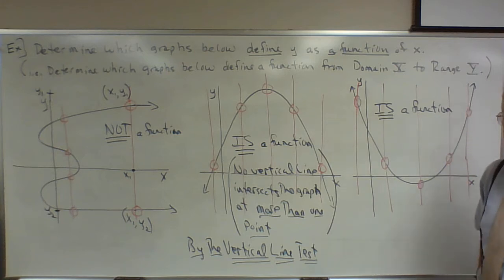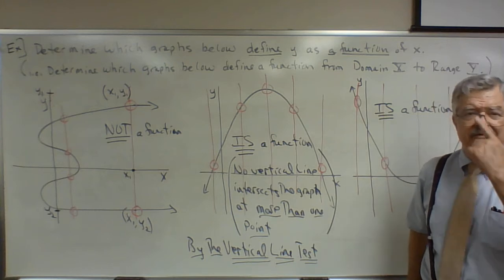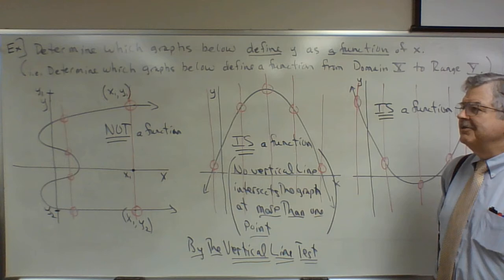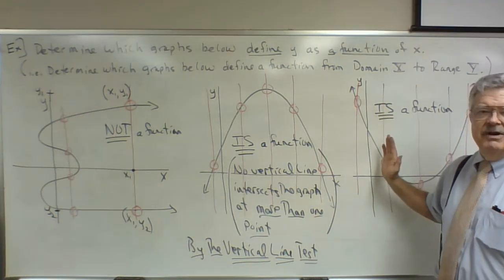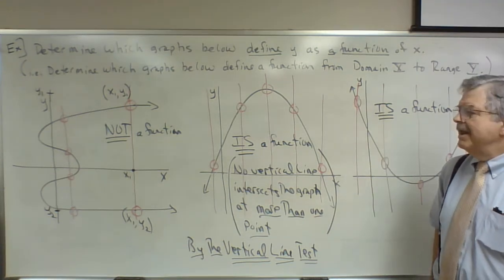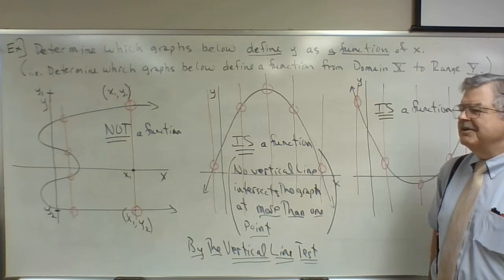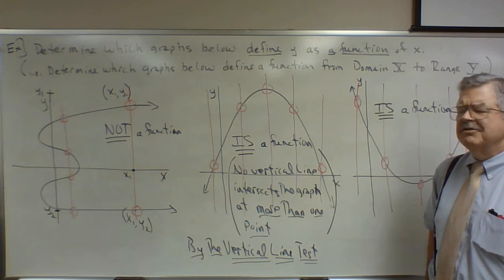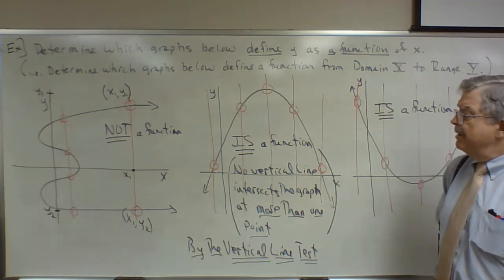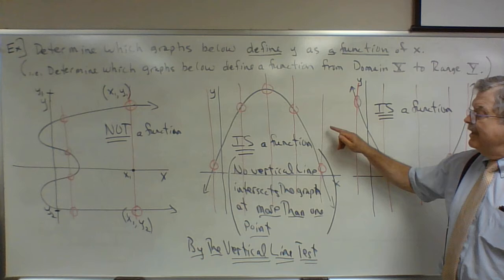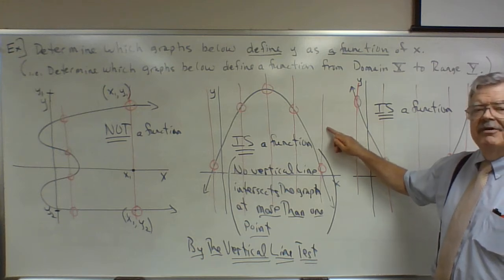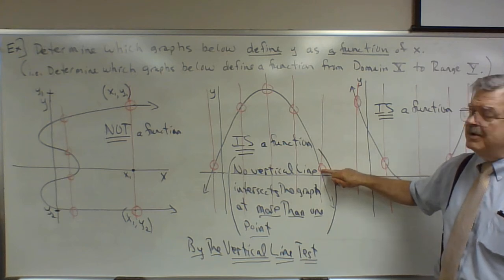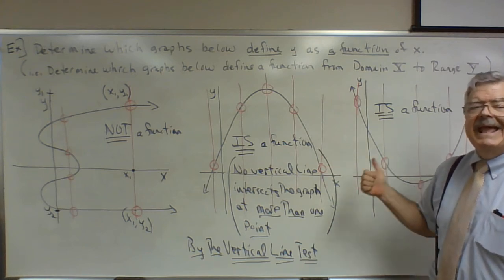As a matter of fact, maybe I can be a little bit more precise. If a vertical line intersects the graph at exactly 1 point, it's a function. Now, if the vertical line doesn't intersect the graph, does that mean it's not a function? No, it doesn't necessarily mean that. But if it's impossible for us to draw a vertical line that intersects the graph of the function at more than 1 point, it ain't a function.